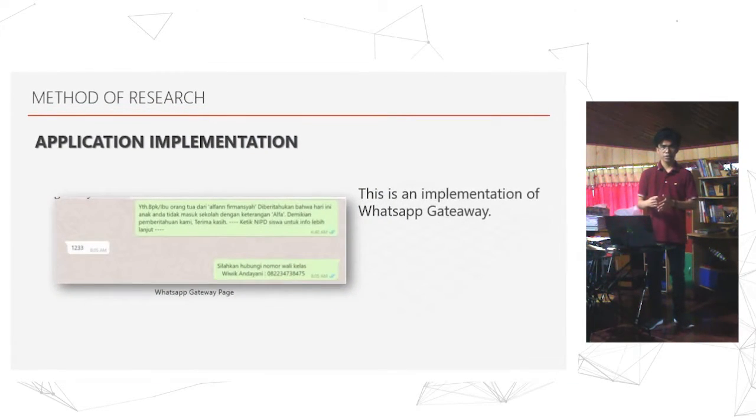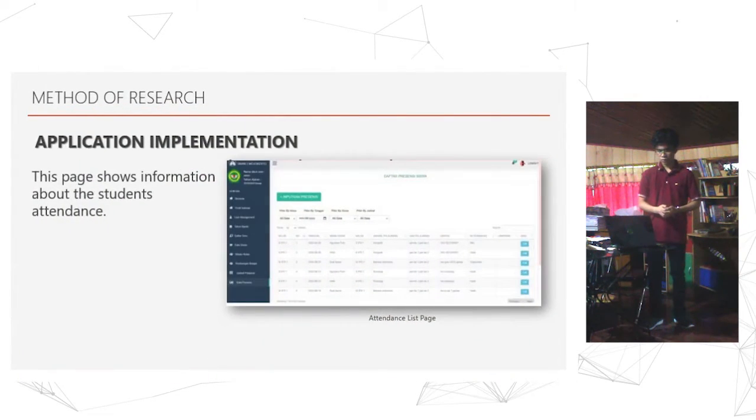So this is the implementation of the WhatsApp gateway. This is for the parents to know their child in school. This is the attendance list page. This page shows the student attendance.